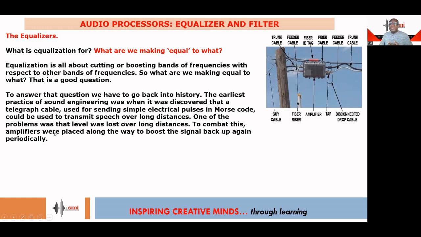If you look at this picture, you will see that this is like a normal, our olden telephone signal cable, and you can see that an amplifier was being placed because the signal will be lost at a certain distance. Then amplifiers will be placed to boost that signal back up again periodically. It's like a bulky black something along the wire.